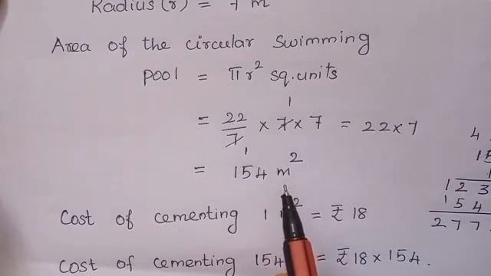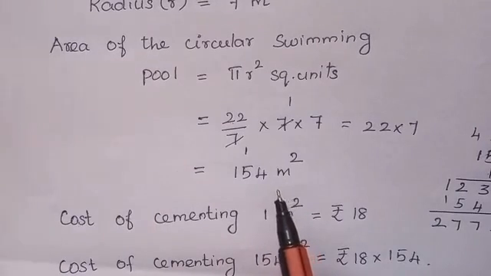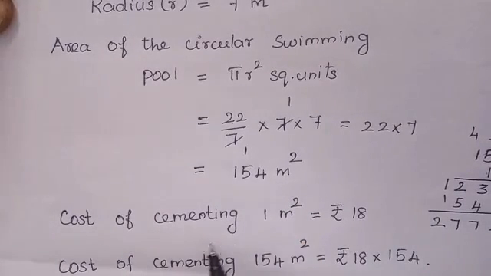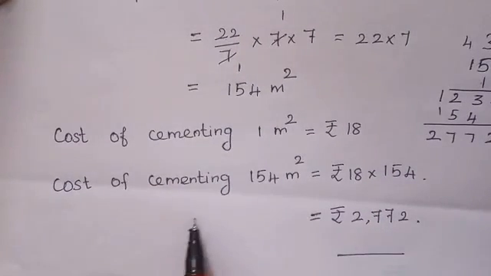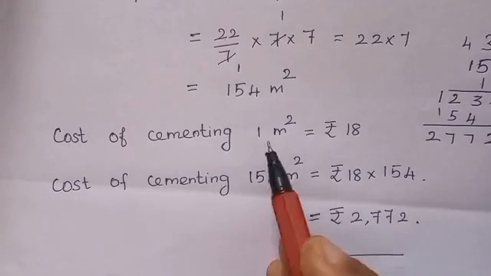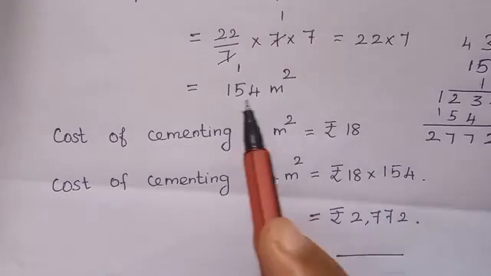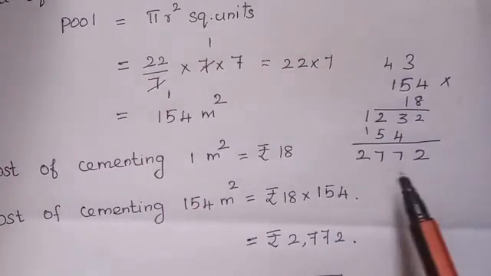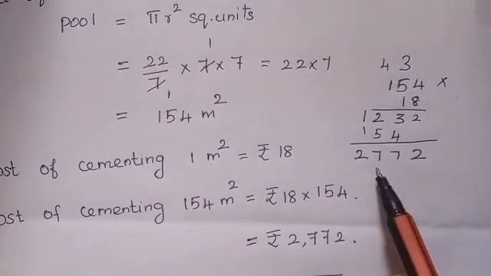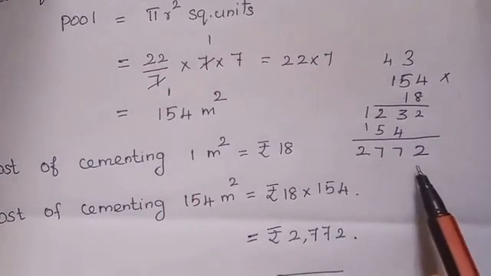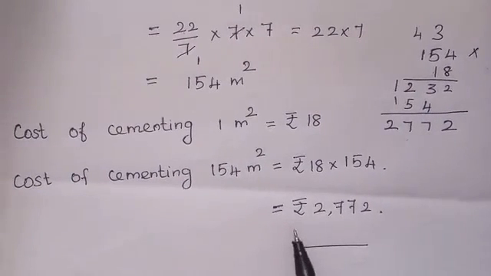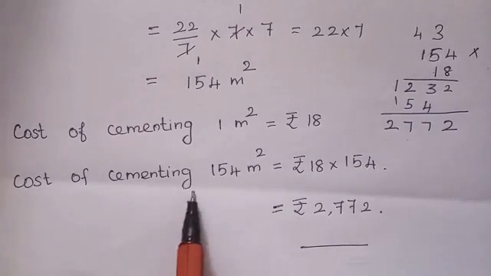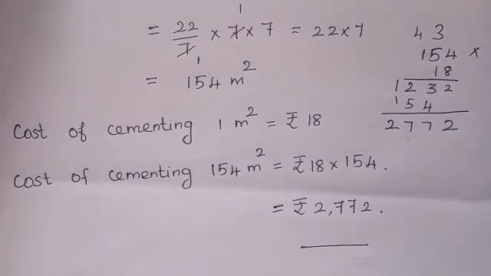Next, we are going to find out the cost of cementing. For that, cost of cementing 1 meter square is rupees 18. Cost of cementing 154 meter square equal to rupees 18 multiplied by 154. When we multiply this, see, we get the answer 2772. Okay, this is equal to 2772 is the cost of cementing 154 meter square.